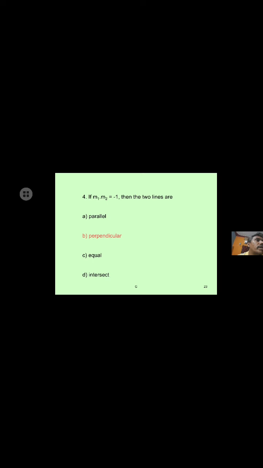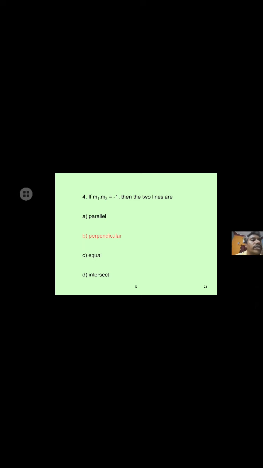And the perpendicular equation, if you want to write the second equation which is perpendicular to equation 1, then we can write, see, in the first line the x coefficient is 3 and the y coefficient is 4: 3x plus 4y plus 8 equal to 0. Imagine this is the first line equation.